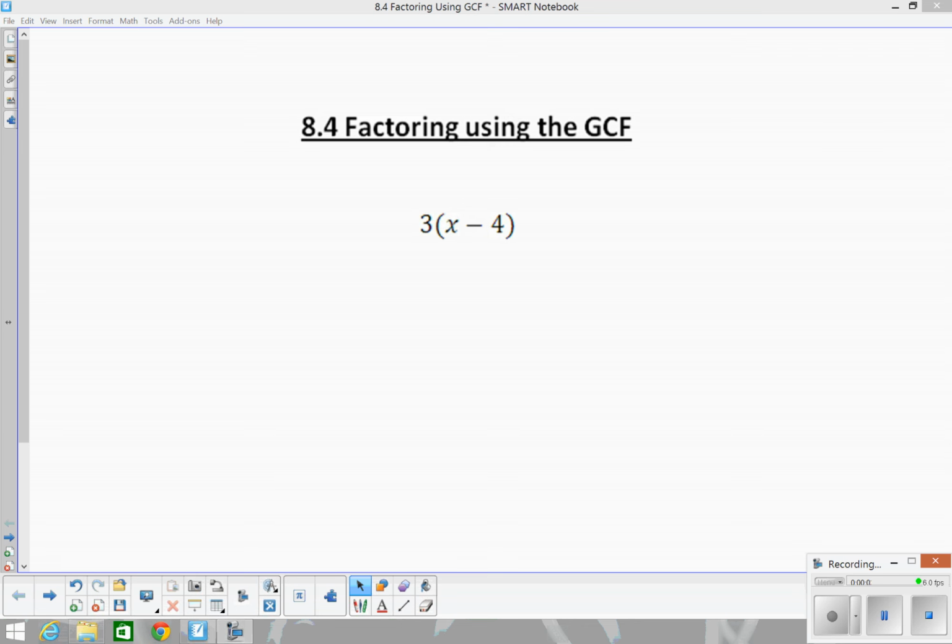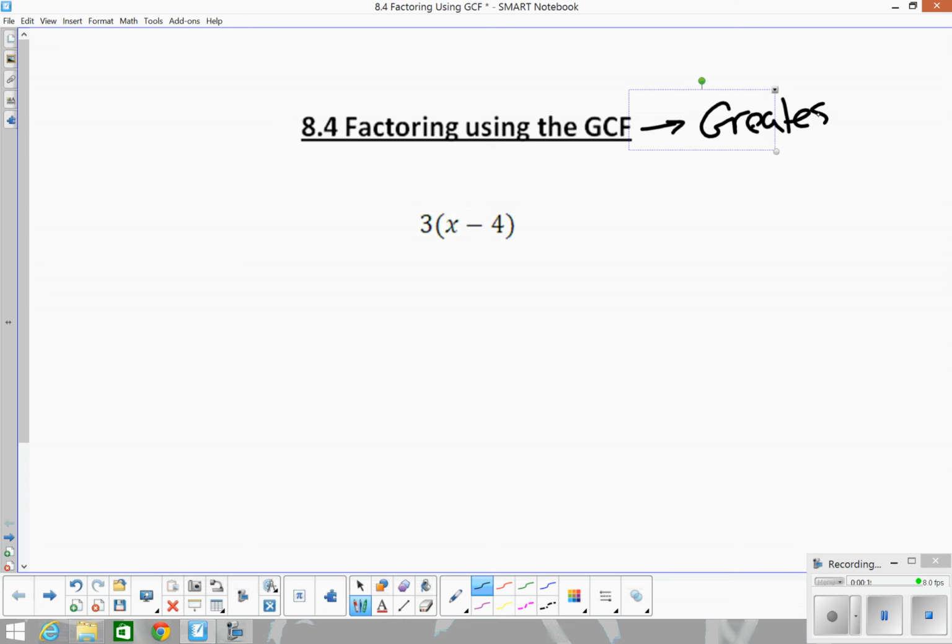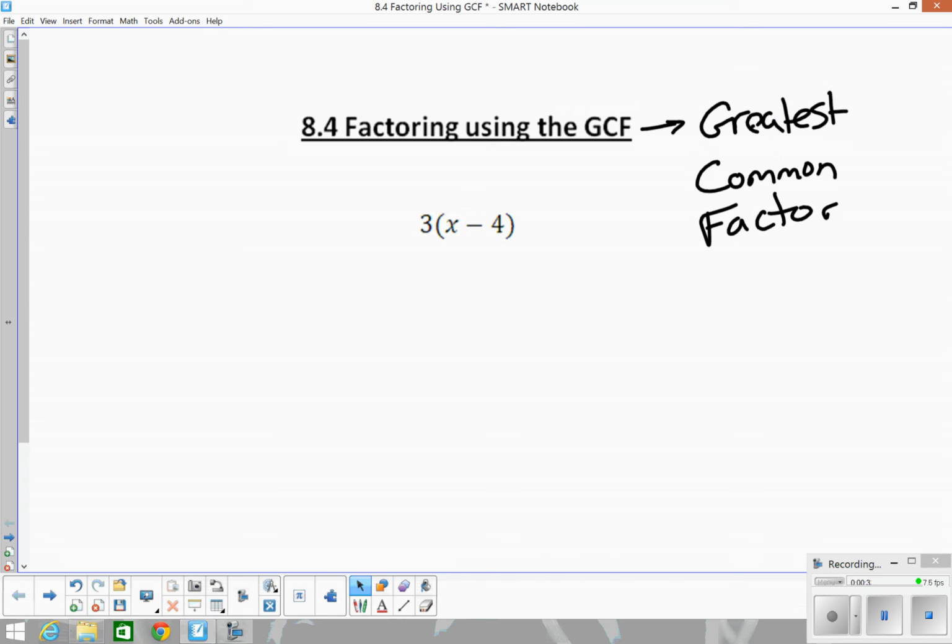Okay, welcome back. We are going to dive into 8.4 factoring using GCF. Now, GCF means greatest common factor. So, we just want to spell that out, greatest common factor. Okay. Now, there's a few different ways that we're going to learn how to factor, and factoring out GCF, or greatest common factor, is the first one we're going to deal with.